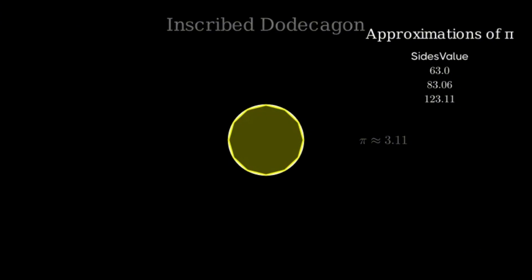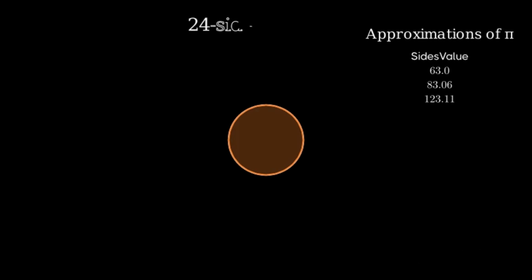By doubling the sides again to 24, we can see a pattern emerging. Each time we double the sides, our approximation gets noticeably closer to the true value of pi, and the polygon becomes increasingly circular in appearance.